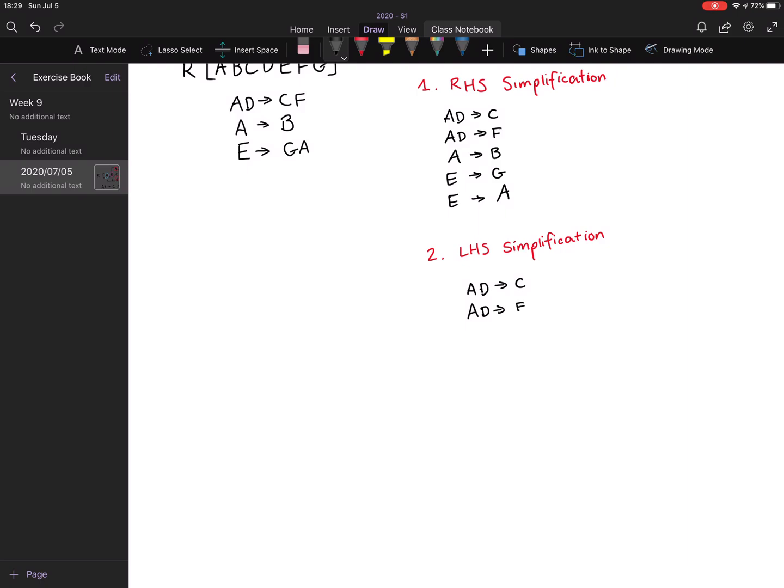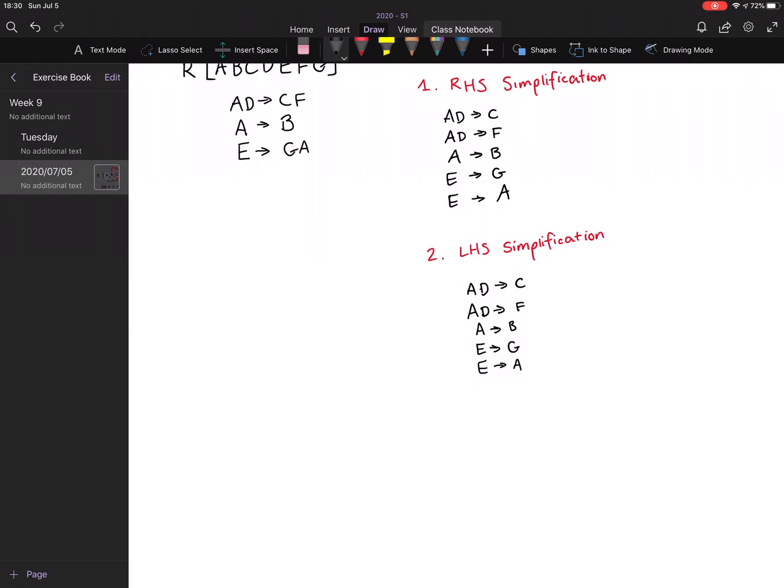So next we have A implies B, and that is unique as well. A implies B. We have E implies G, which is unique and non-trivial. And then finally we have E implies A, and that also implies B. Because A implies B, then that should remain the same.